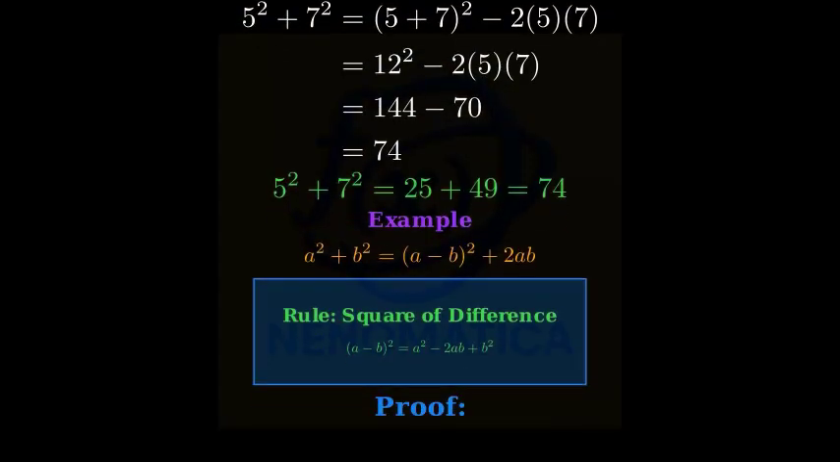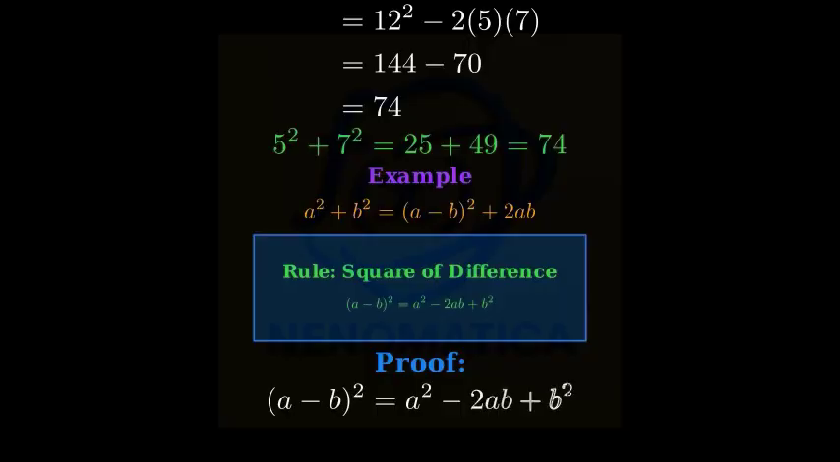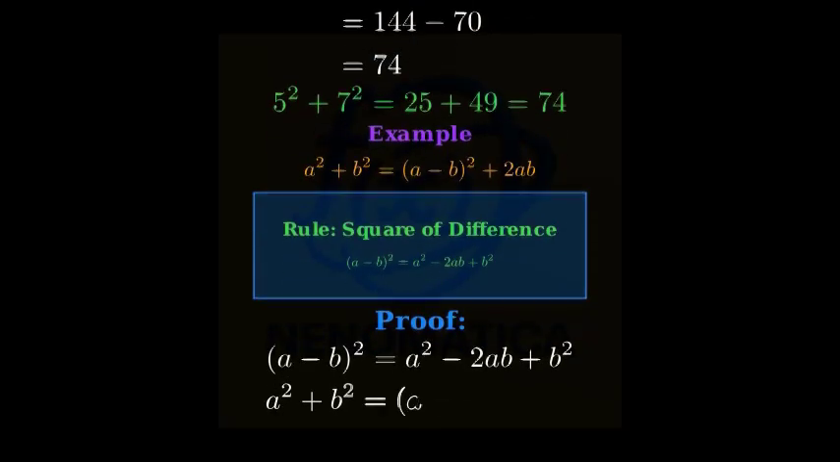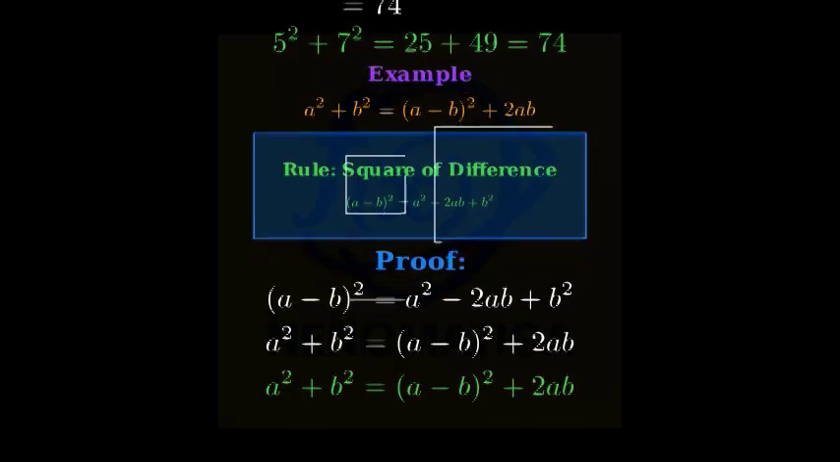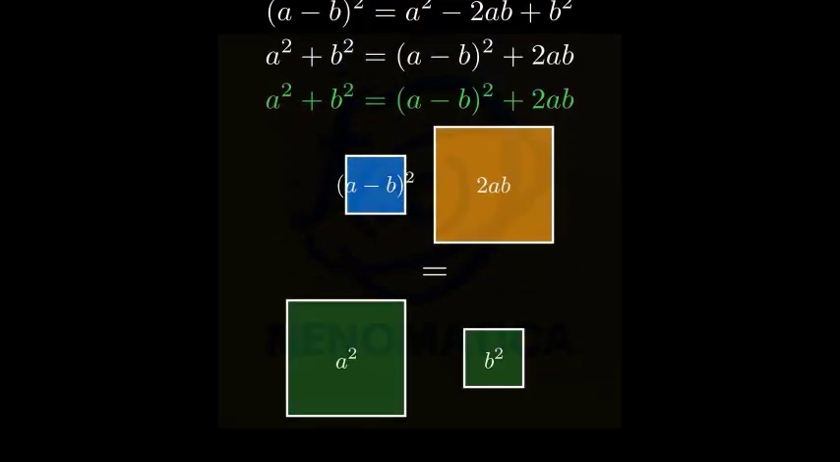To prove this, we start with the expansion of a minus b squared. We know that a minus b squared equals a squared minus 2ab plus b squared. Rearranging to isolate a squared plus b squared, we add 2ab to both sides. This gives us a squared plus b squared equals a minus b squared plus 2ab.